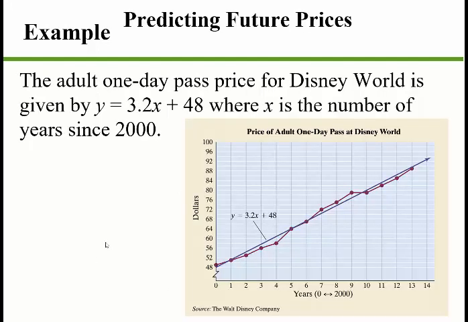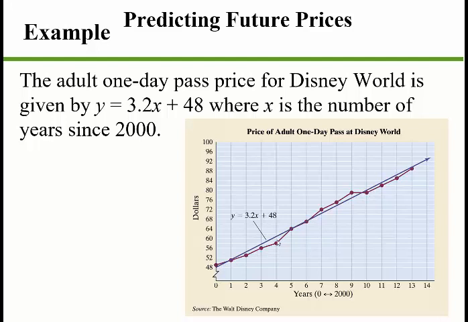All right, let's do another example. This is an application problem, predicting future prices. The adult one-day pass price for Disney World is given by this equation here. This red line is what we call a time series plot.